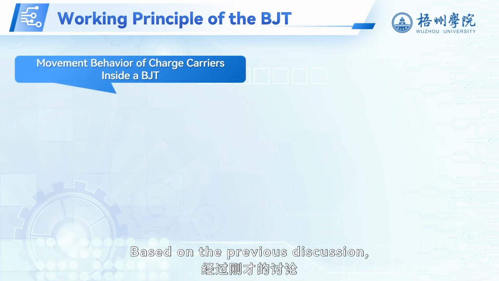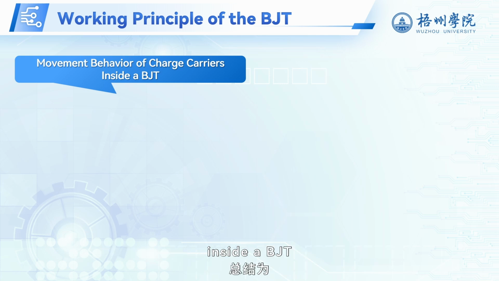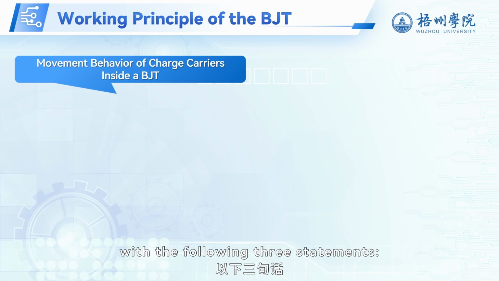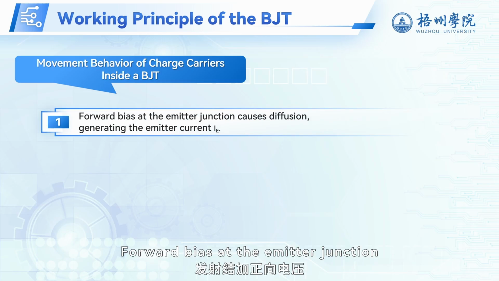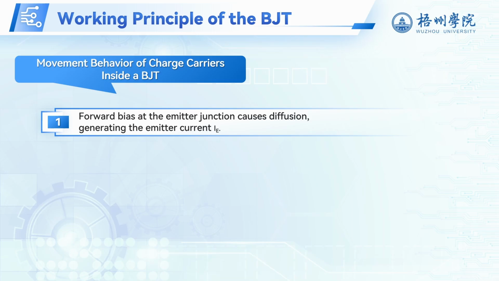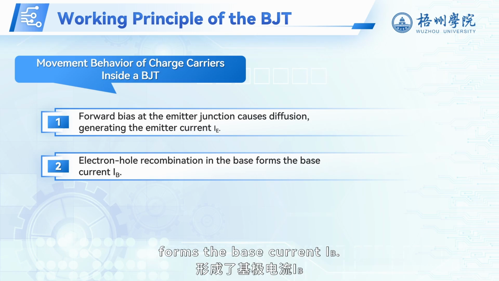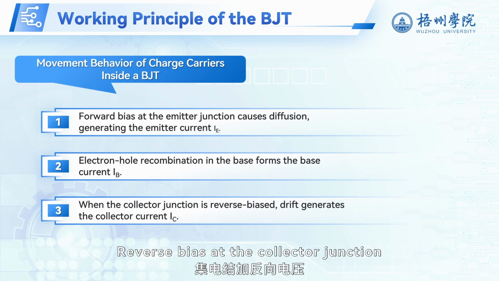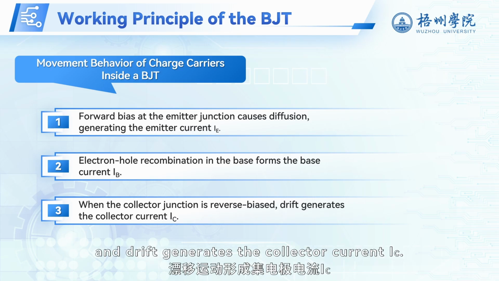Based on the previous discussion, we can summarize the movement behavior of charge carriers inside a bipolar junction transistor with the following three statements. Forward bias at the emitter junction causes diffusion, generating the emitter current IE. Electron-hole recombination in the base forms the base current IB. Reverse bias at the collector junction strengthens the internal field, and drift generates the collector current IC.